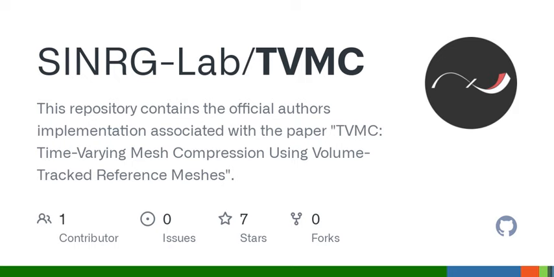Welcome to our podcast. Today, we're diving into an exciting topic at the intersection of technology and creativity, time-varying mesh compression. Specifically, we'll be discussing a novel approach titled TVMC, time-varying mesh compression using volume-tracked reference meshes. It's a mouthful, I know, but don't worry, we're here to break it down.